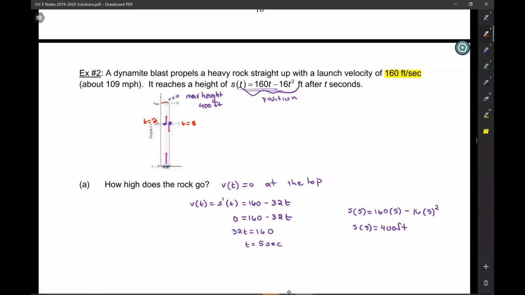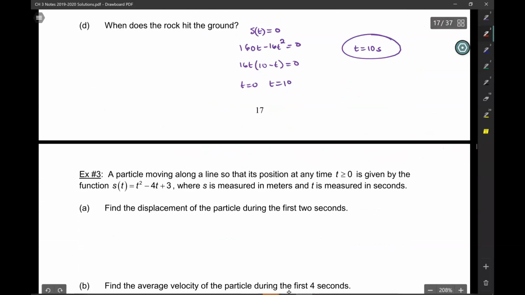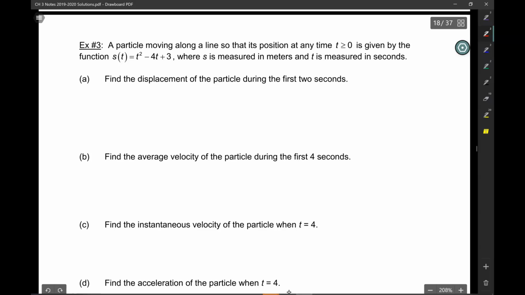A particle moving along a line so that its position is given by this function. Again, this is the position where s is measured in meters and t is measured in seconds. Okay. We're given domain here, right? What's the domain of this situation here? t is greater than or equal to 0. So keep that in mind, okay?